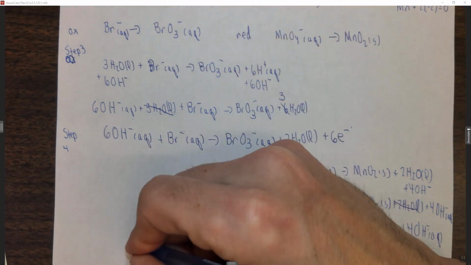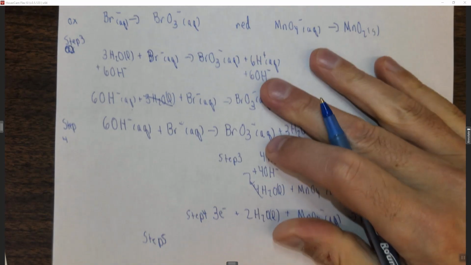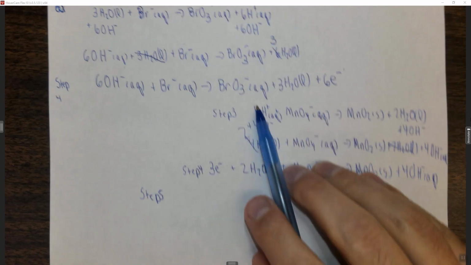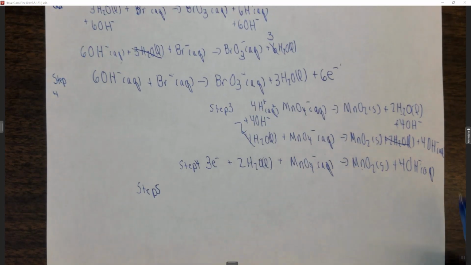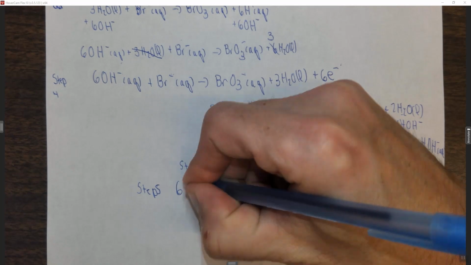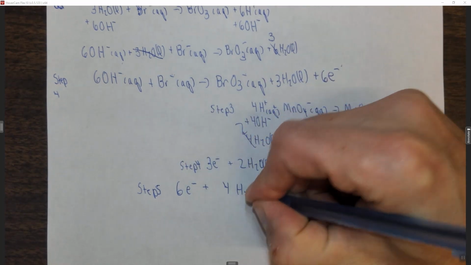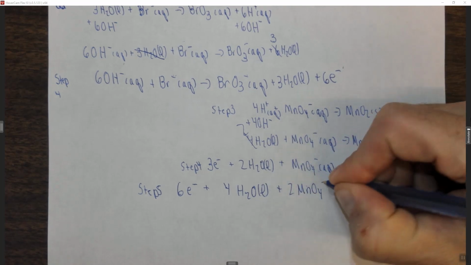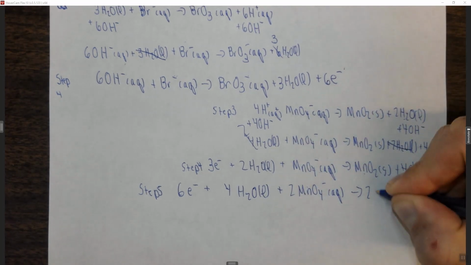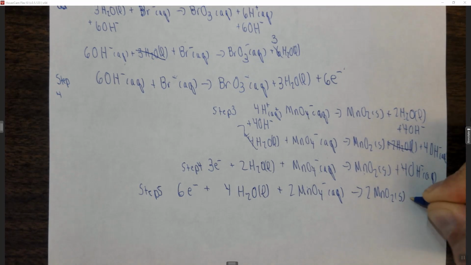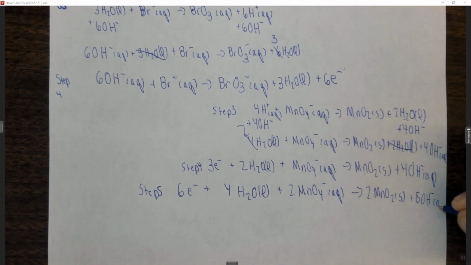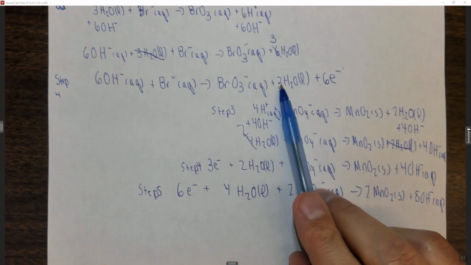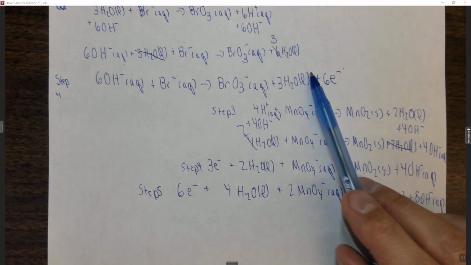The good news is, for step 5, we only need to do it for this reaction because this is 6 and this is 3, so we can combine those two together by doubling everything here. So 6 e minus plus 4 H2O liquid plus 2 MnO4 minus aqueous yields 2 MnO2 solid plus 8 OH minus aqueous. So what we're doing is we're making the number of electrons from the reduction half reaction be equal to the number of electrons in the oxidation half reaction so that they'll cancel out.